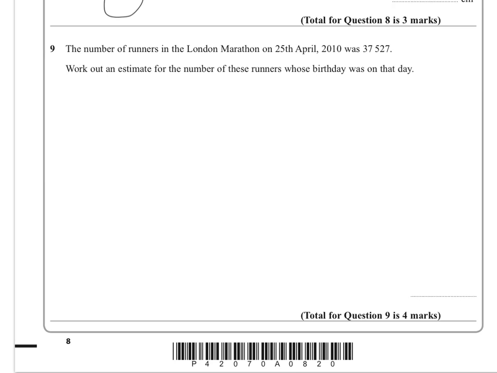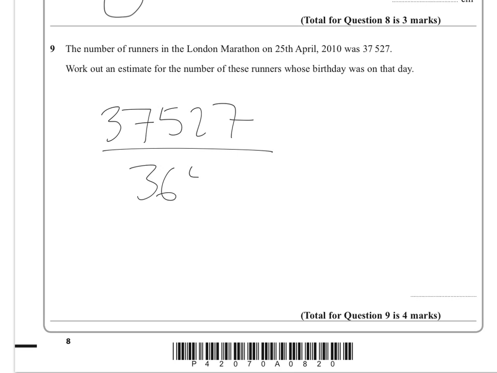Question 9. To work out an estimate for the number of these runners whose birthday was on that day, we need to take the number of runners and divide by the number of days in the year. This gives us an estimate of 103 runners. 103 because we must have around a whole number. We can't have 102.8 of a runner. So 103 runners.